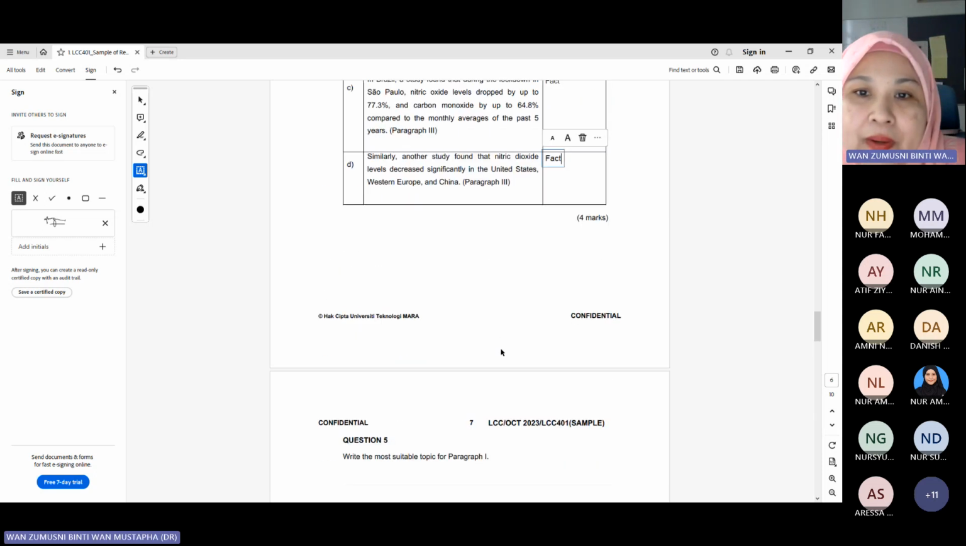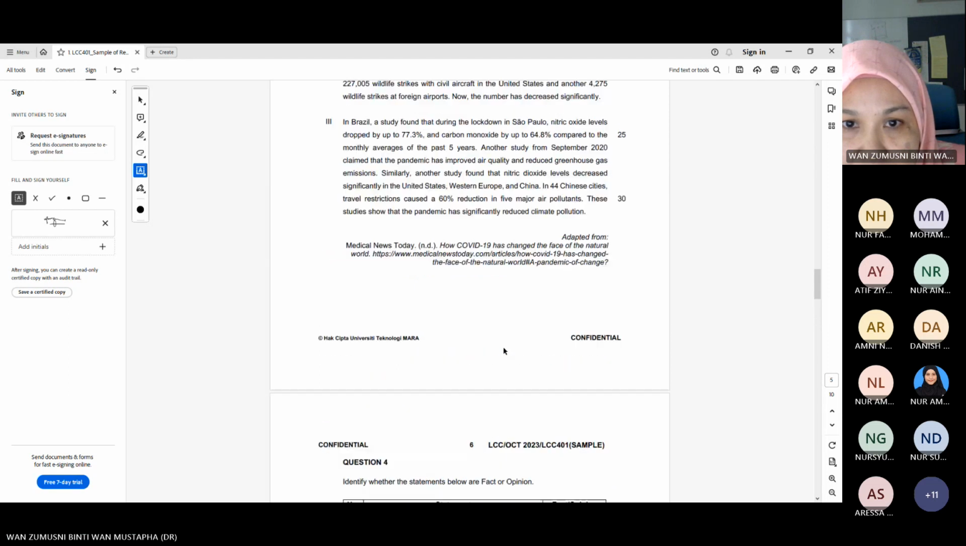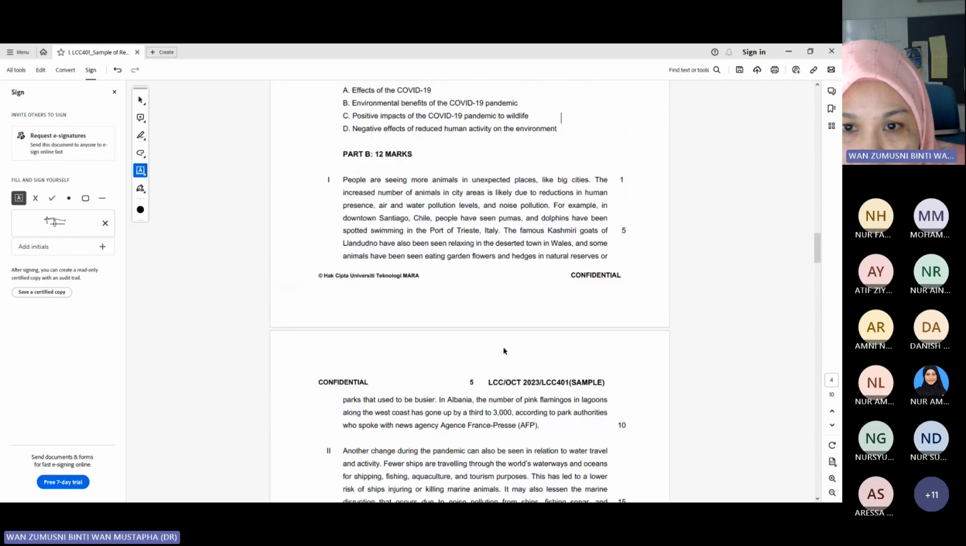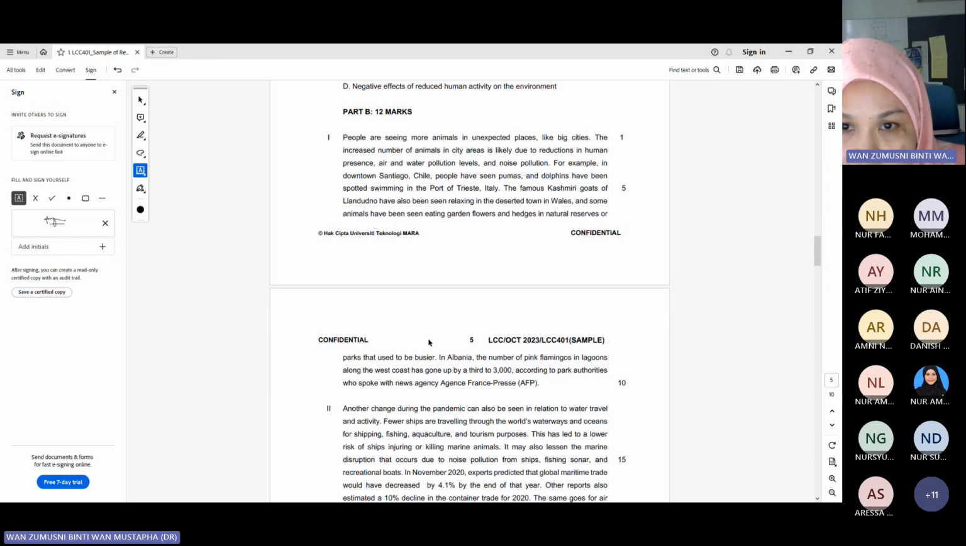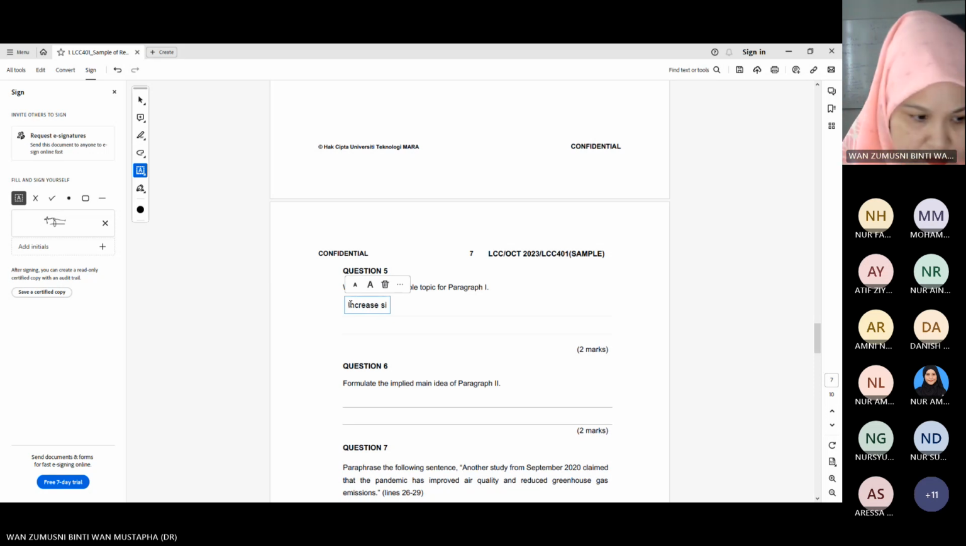Okay. Now let's look at paragraph 1 again, because we're going to question 5, the most suitable topic. The answer here, if you look, you have to read paragraph 1 and you have to formulate, you have to construct, because this is an implied main idea. It's not clearly stated. Okay. So I'm going to give you the sample answer. Look at your answer, how close it is to the sample answer.